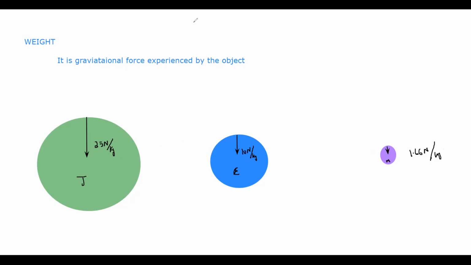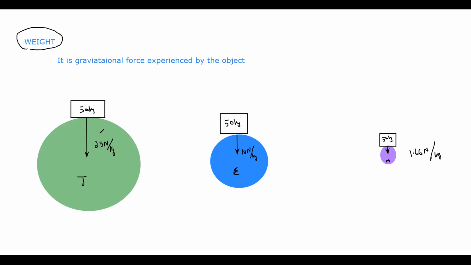So for example, there are identical objects. One is on Jupiter, the same object on Earth, and the same object on the Moon. The mass of this object is 50 kilogram on Jupiter, on Earth and on Moon. So identical objects with the same mass. But what happens? What is the definition of weight? Weight is the gravitational force experienced by the object. So what is the gravitational force experienced by this object? How can you find that?